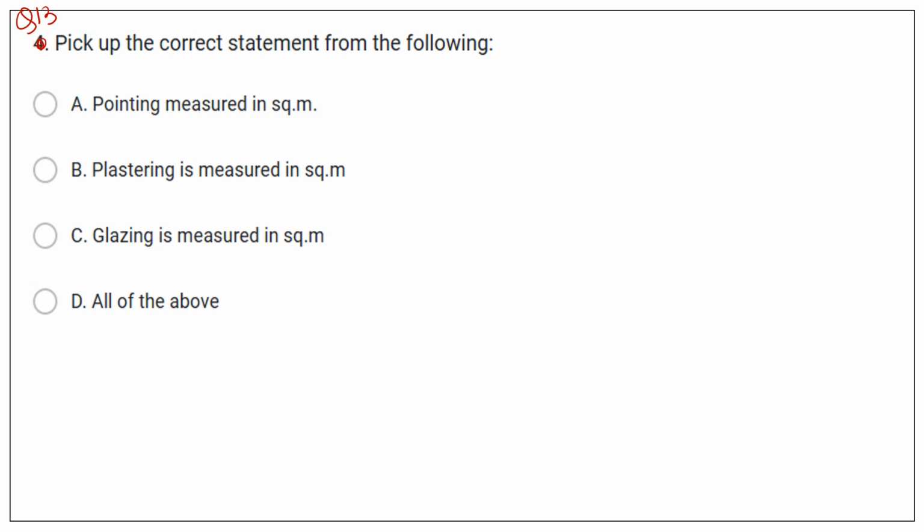Pick up the correct statement from the following. So the first statement is pointing is measured in square meter. Pointing is a similar procedure like plastering. In case of pointing, we just fill the joints between the bricks, and in case of plastering, we fill the whole area of the brick or the brick masonry. Pointing is measured in square meter. This option is correct. Second, plastering is in square meter. Second is also correct, and glazing is also measured in square meter. All of the above are correct. So here the last option is correct.